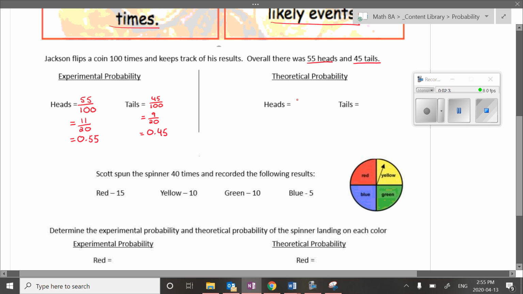But in theory, we have a half chance of getting heads, or 0.5, and a half chance of tails, or 0.5. That's a very big difference between those two numbers. If we flipped our coin, let's say, 1,000 times or 10,000 times, we would get closer and closer to that 50%.